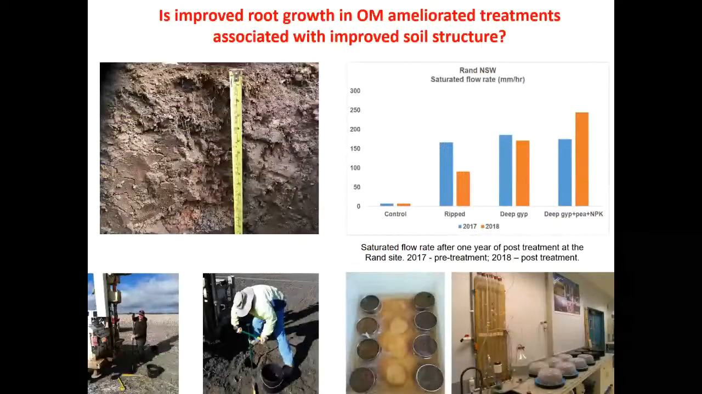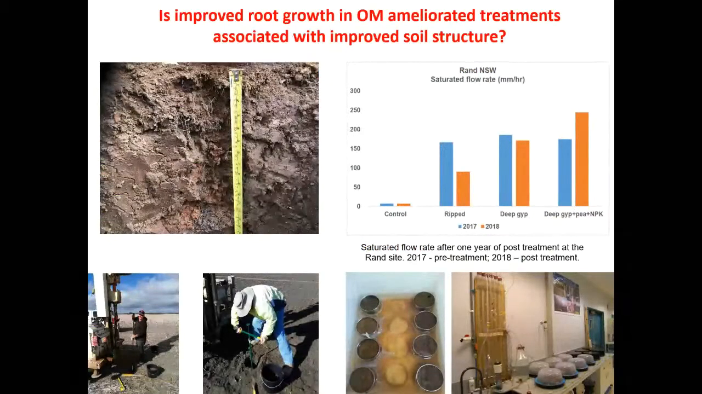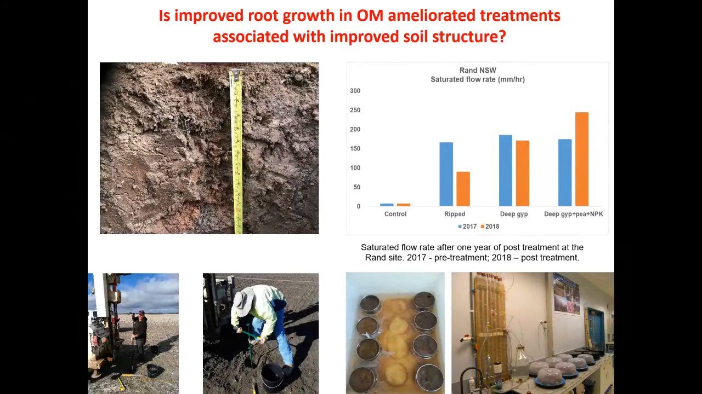This is just some work again from our colleagues. This is a picture from the previous graph. This one here is just a picture of saturated flow. What we're seeing here, pointing to the orange graph, is where you've added control, ripping, adding gypsum at depth, and gypsum organic matter nutrients at depth. And we're seeing significant improvements in the rate of rainfall infiltration into the topsoil.